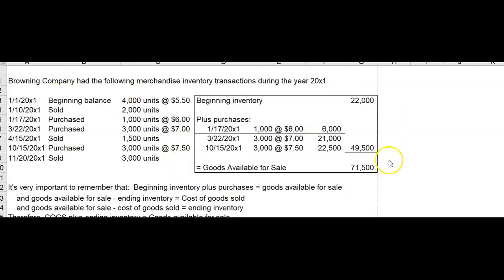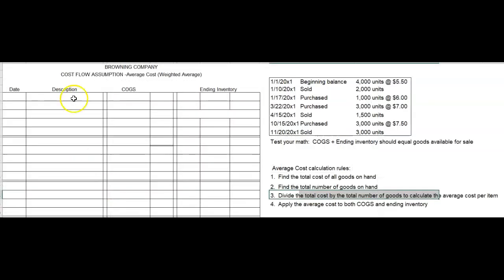You will need the data worksheet for Browning. It's the same in all the videos. You will also need the average cost worksheet. Browning Company cost flow assumption, average cost or weighted average.